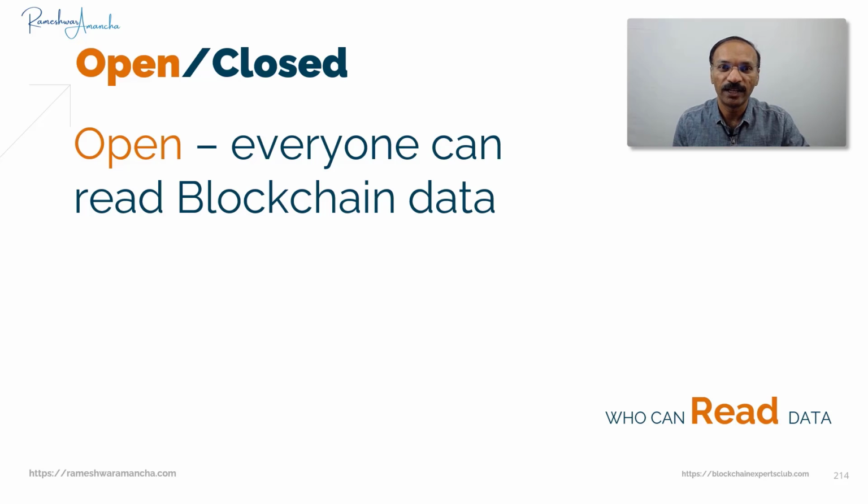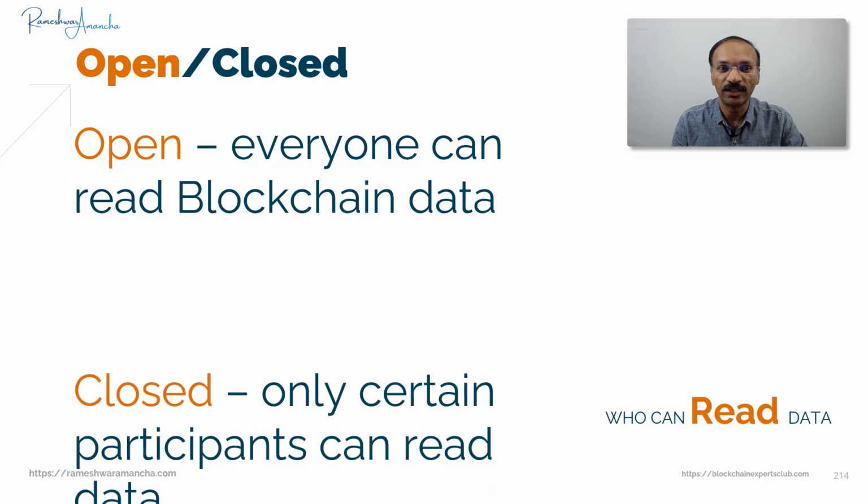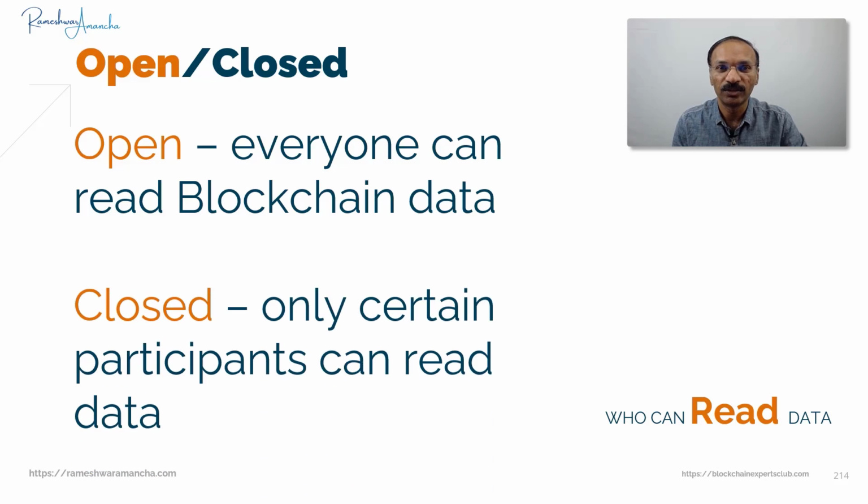Sometimes it will be referred to as public open, public closed, or private open, private closed. That is based on the read condition. Public and private is based on write, and open and closed is based on read condition. In the case of closed, only certain participants or nodes can read the data. So this is how you can define the type of blockchain network.